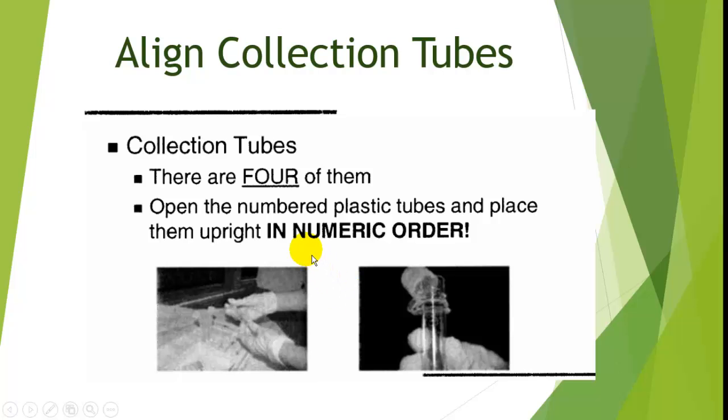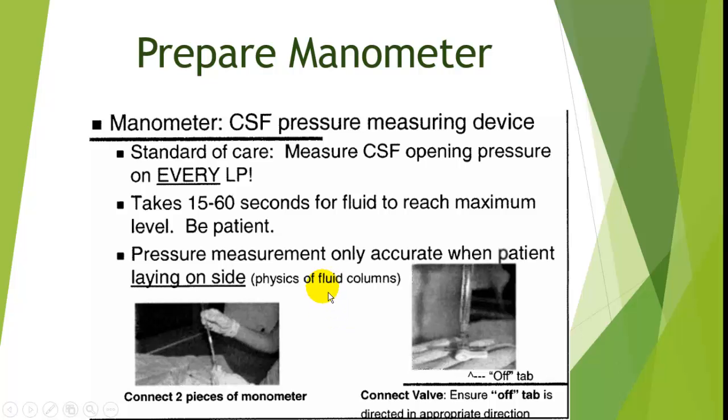You set your tubes up 1 through 4 in order so that you can grab for them when the spinal fluid is flowing and you don't have to fumble around. Before you do the spinal tap, you also arrange your 3-way stopcock and your manometer so that, again, when you remove the stylet, you can immediately attach the manometer to measure the opening pressure.